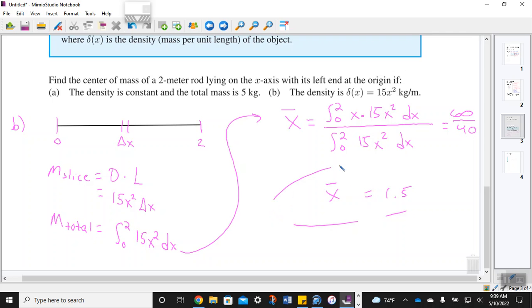If the density along this rod was defined as 15x squared from 0 to 2, meaning whatever the x value is at a particular point tells you the density there in kilograms per meter, then to get this to balance, that would balance at what x value there?